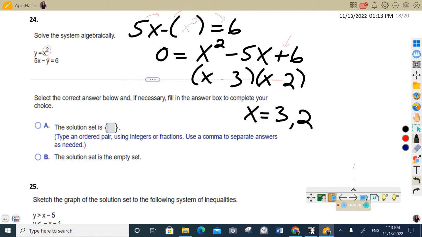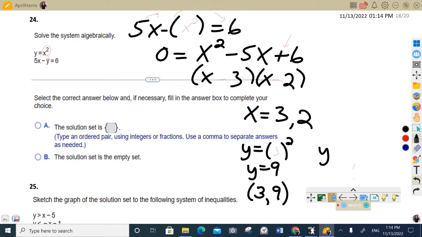So we're finding two different x values that make the equations true. So how do you find y? Well, I'm going to go back to my y equals equation. y equals whatever x is squared. So if x is 3, y is going to be 3 squared or 9. So that is a point on the coordinate plane where the two curves intersect, 3, 9. And if x is 2, y is equal to whatever x is squared. So what's 2 squared? That's going to be 4. So my second point would be 2, 4.